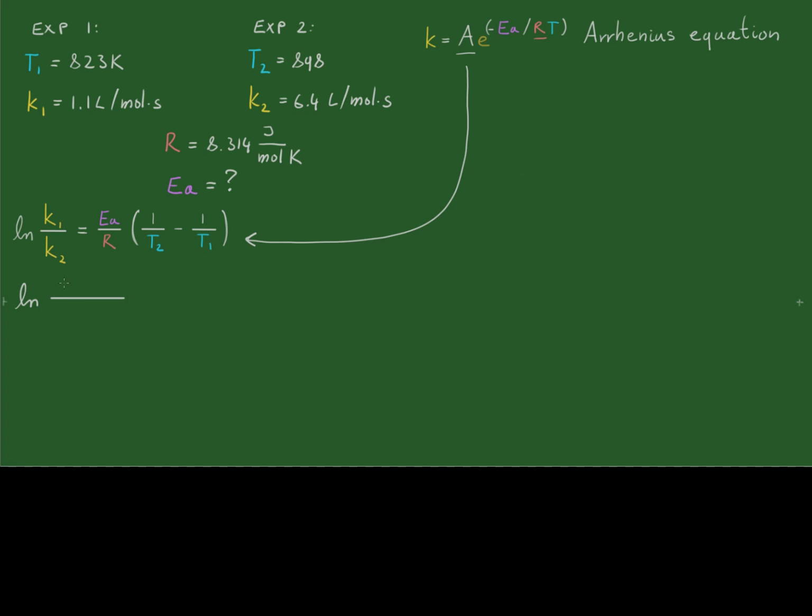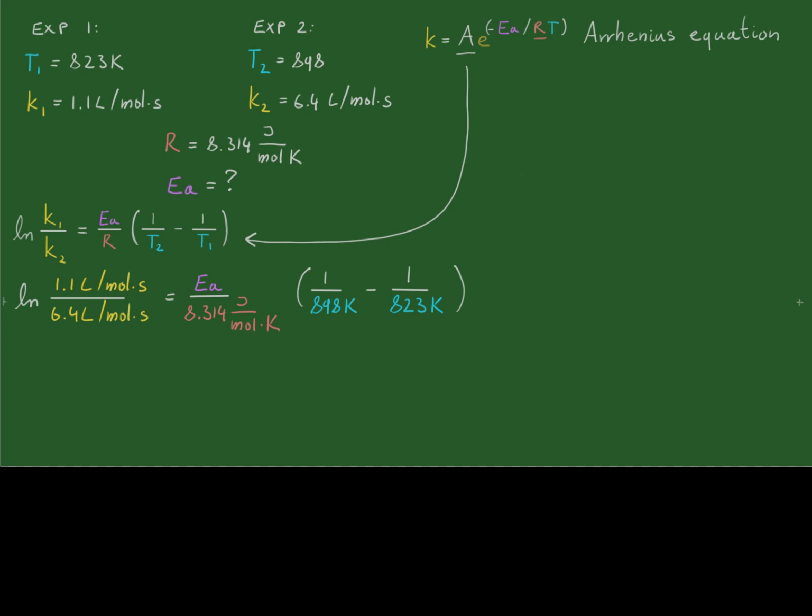And we have the natural log of 1.1 over 6.4 equals the activation energy over the ideal gas constant, and all of that multiplied by 1 over temperature of experiment 2, 898 Kelvin, minus 1 over temperature of experiment 1, 823 Kelvin.